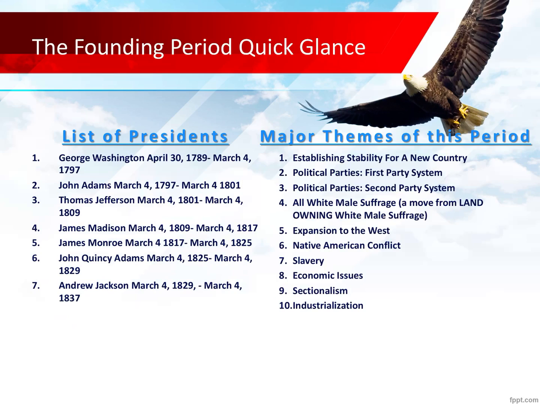All right, there are 10 major themes during this period that I want to bring out. Establishing stability for our new country. Our country had to establish itself. It's a new country in a world where all the other countries have a very different kind of government when our country starts. Political parties. We're going to go through the first party system and then the second party system. And we are actually part of the third party system here. We'll get into that later.